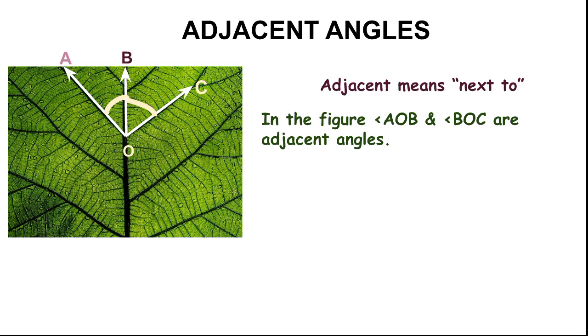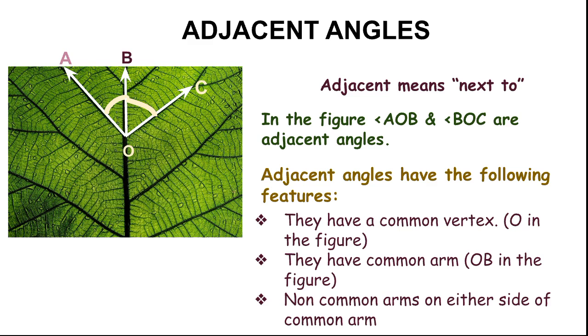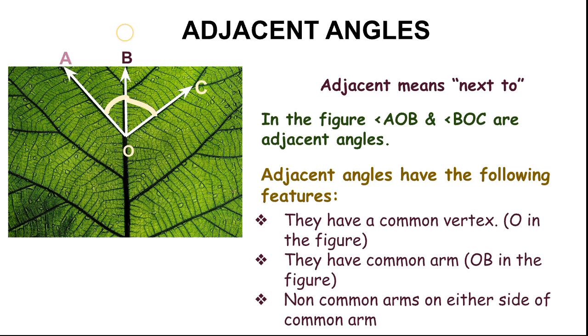From this we can tell that adjacent angles have the following features. What are they? They have a common vertex, as shown by O in the figure, and they have a common arm, as shown by OB in the figure, and non-common arms on either side of the common arm. In this figure, OA is one non-common arm and OC is the other non-common arm. OB is the common arm and OA and OC are on either side of OB. So adjacent angles have these features.